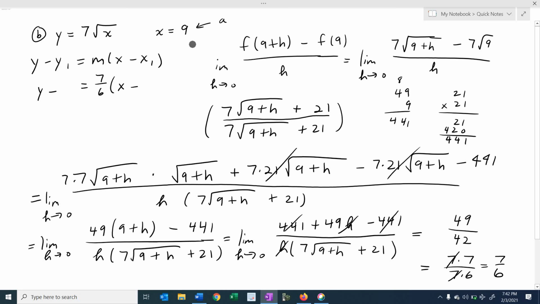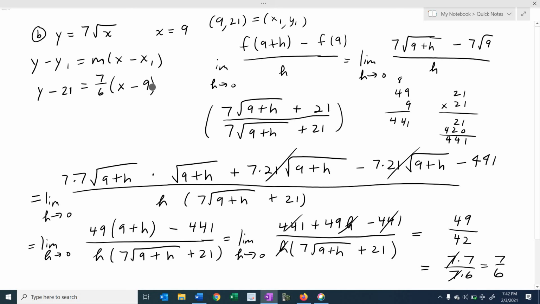Now we just need one point on the line. The only point we know on this line is that we know the x value is 9. And the y value is you plug a 9 into here, and again you get square root of 9 is 3, and 3 times 7 is 21. So it goes through this point 9, 21, and so that's your x1, y1. Okay, so x1 is 9, and y1 is 21.